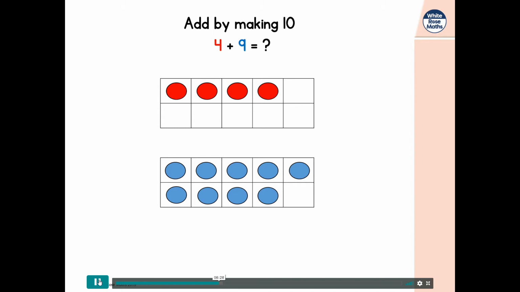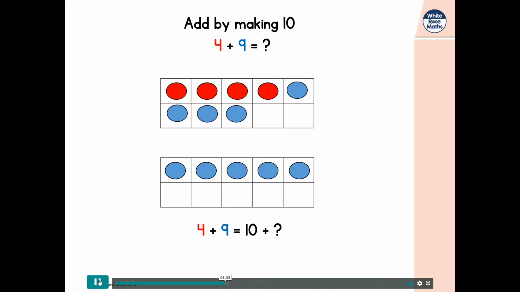So let's think about this. 4 plus 9 is the same as 10 plus something. What could we do? Remember, we can move those counters. Okay, let's try it this way. We can move 1 up. We've got 5 now. Let's keep going. We need another one. And there's 3 blue ones, 4, 5, and 6. Yay! We've got our 10 frame filled at the top.